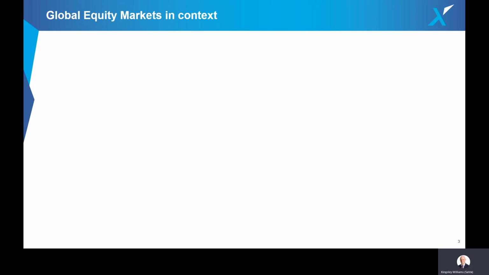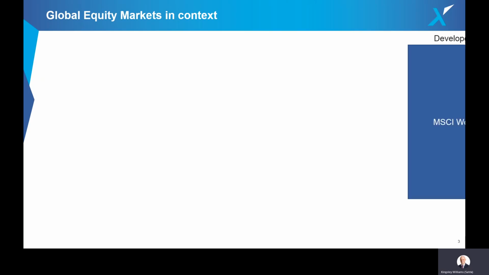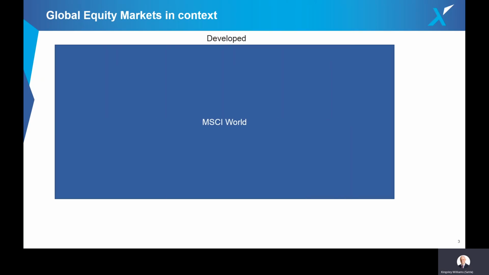So let's firstly understand how to think about equity markets in a global context. When we talk about developed markets, these are countries like the US, the UK, Japan, Switzerland, and various other markets across Europe, includes Australia, Canada, etc. These are markets which are typically characterized by higher GDP per capita, as well as more developed financial systems and regulations to protect investors.